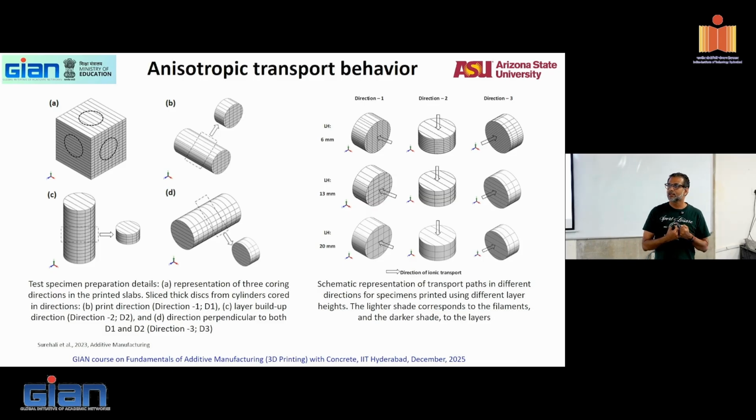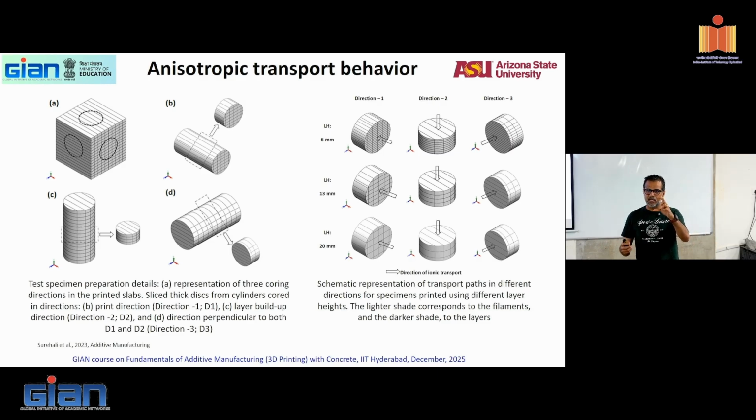Let me check how many people were actually paying attention yesterday, because I actually drew those pictures here too, right? If I have a smaller layer height, will my interface be better or worse? Better. Why is it better? Because I apply some compaction. If I have a larger layer height, will my bulk be better or worse?